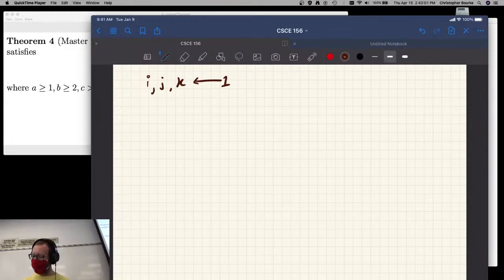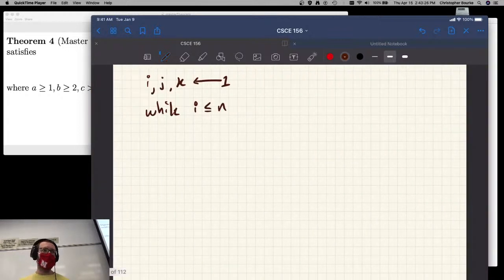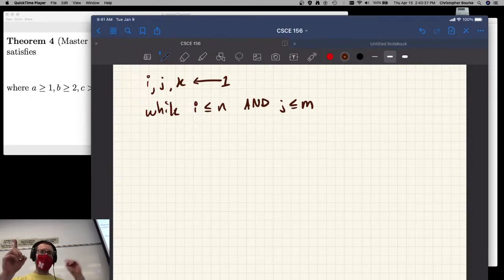So while my 2 index variables have not fallen off the edge of their worlds, I'm going to assume that A has values A1 through An, and B has values B1 through Bm, just so that I have 2 different variable names here. So while i is still processing A, and j is still processing B, I will continue. I've got now i and j. Whichever one is less, that's what I put into C.